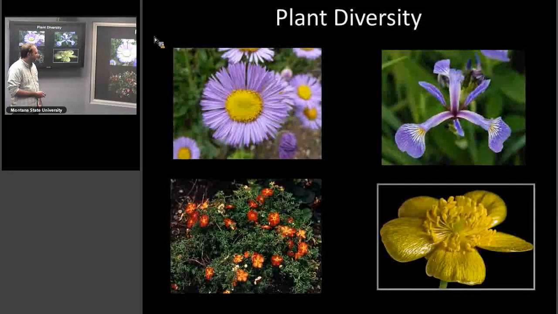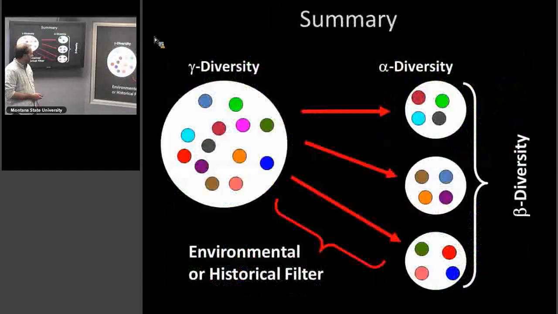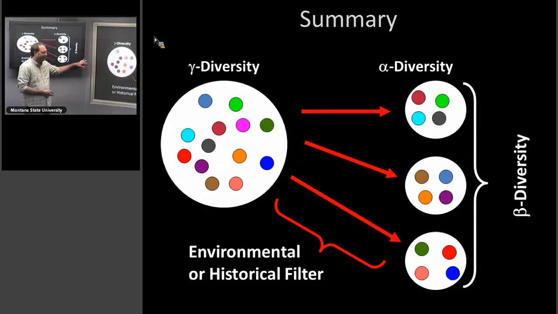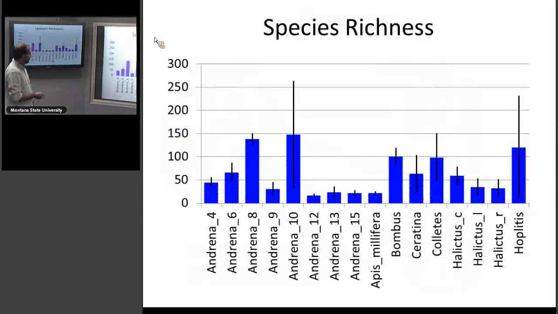Again, this is just that framework of how we're going to compare these samples. We've got that regional diversity, say, of all the bacteria from all the fleas and bees. What's the filter that's filtering that regional bacterial diversity to the individual bees? So here's just species richness, the number of species of bacteria we see on these individual bee species. Not actually that interesting, but anytime you write a paper, you always have to put this in because someone will ask for it.